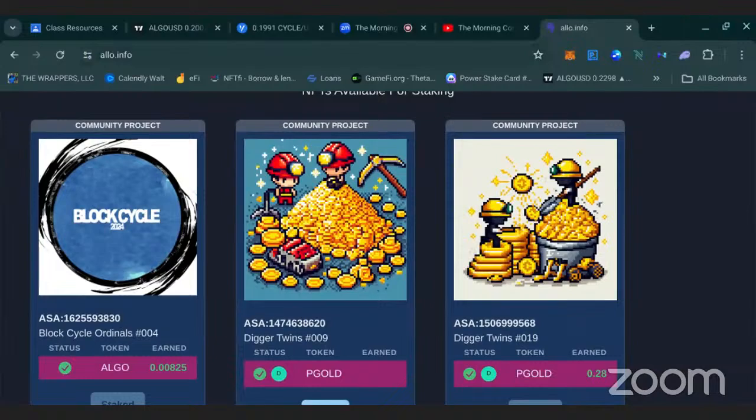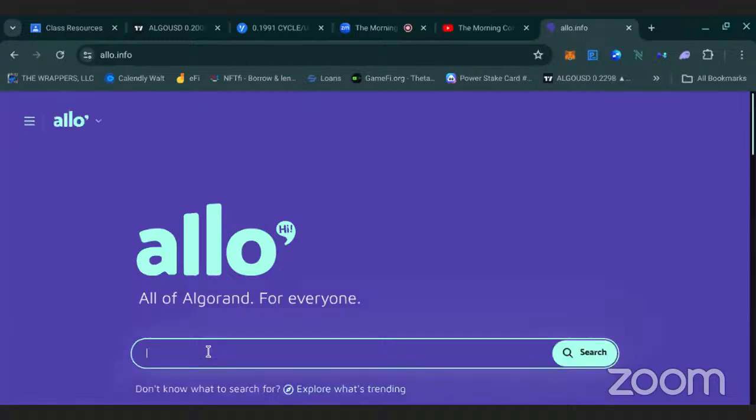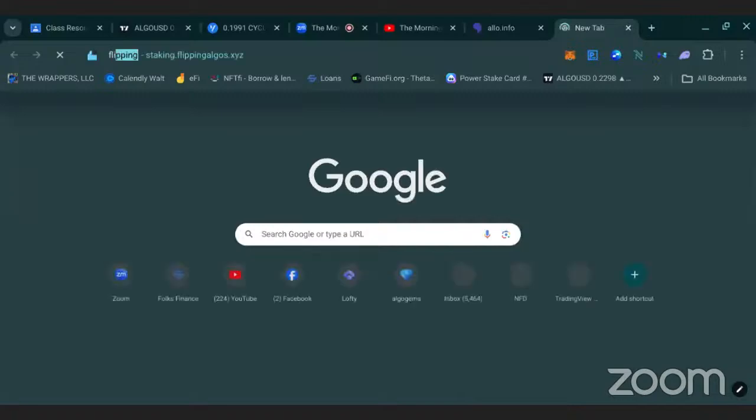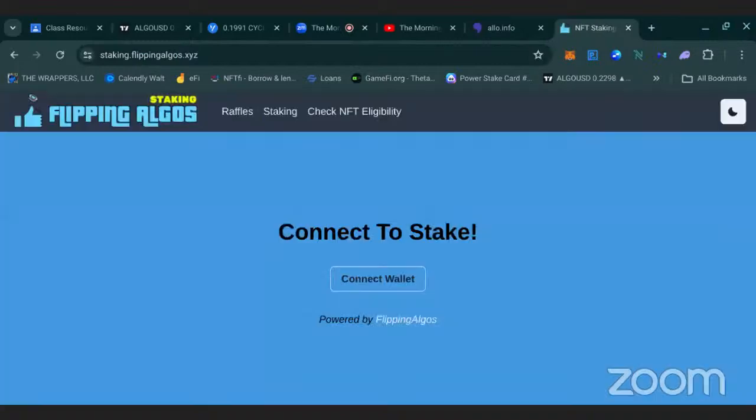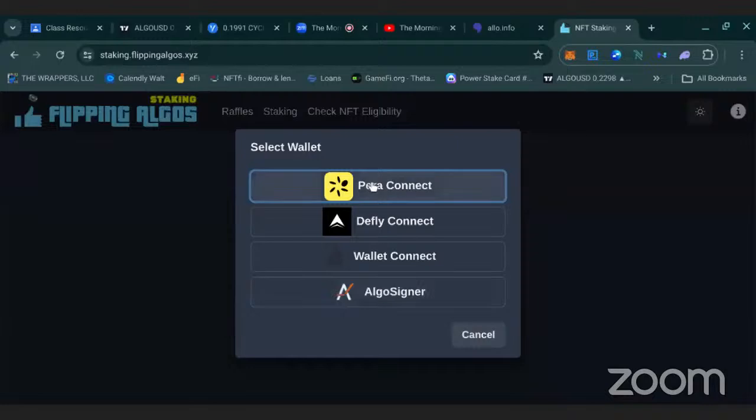Well, yes, Flipping Algos, is this a staking platform you created, or is this a staking platform for Algo? It's a staking platform for people. It's more than a staking platform, actually. Flipping Algos is a utility provider. Okay. So remember, you can make your own NFTs, but what do they do? Right. And this is where he focuses on.